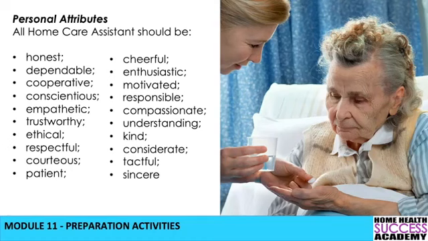So here are some of the personal attributes that we require a lot of people to have to work for organizations. They need to be honest, dependable, cooperative, conscientious, empathetic, trustworthy. Ethical is such an important thing as well. Some of our personality questions are based on ethics to see what they're willing to do. They need to be courteous. They have to have patience. They must be enthusiastic about what they do and motivated and want to provide great care for their clients, especially because their clients are our clients.